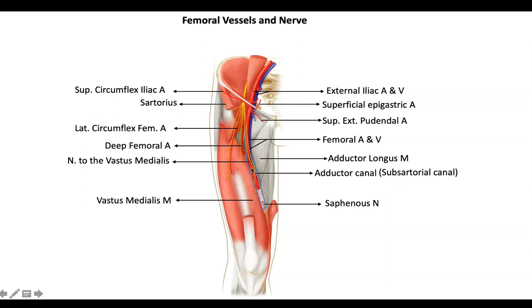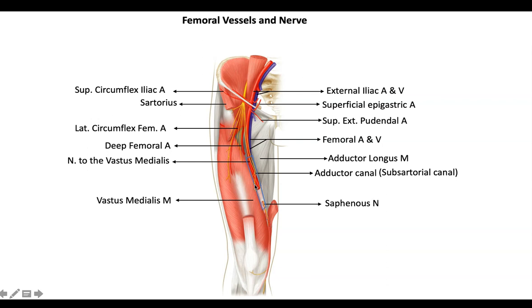The adductor canal is also called the subsartorial canal because it lies deep to the sartorius muscle, under the sartorius muscle. So the adductor canal is an intermuscular passageway which lies under the sartorius muscle, and it extends from the apex of the femoral triangle up to the adductor hiatus. Adductor hiatus, I will show you in a minute. It is an opening in between the two different parts of the adductor magnus muscle.